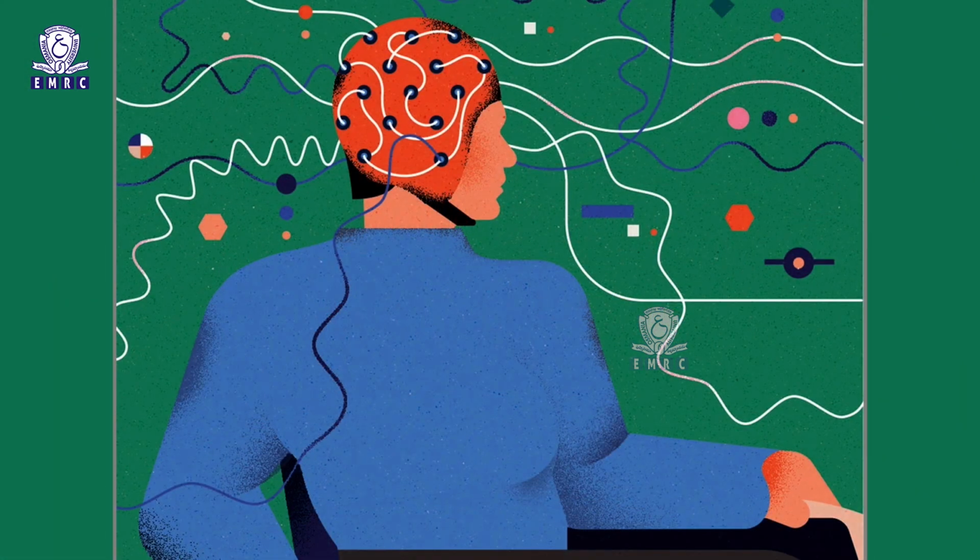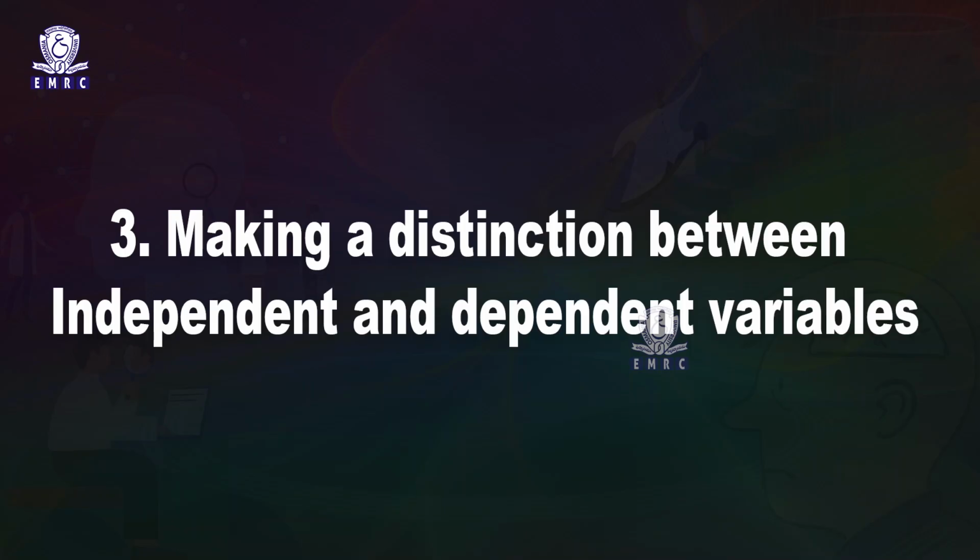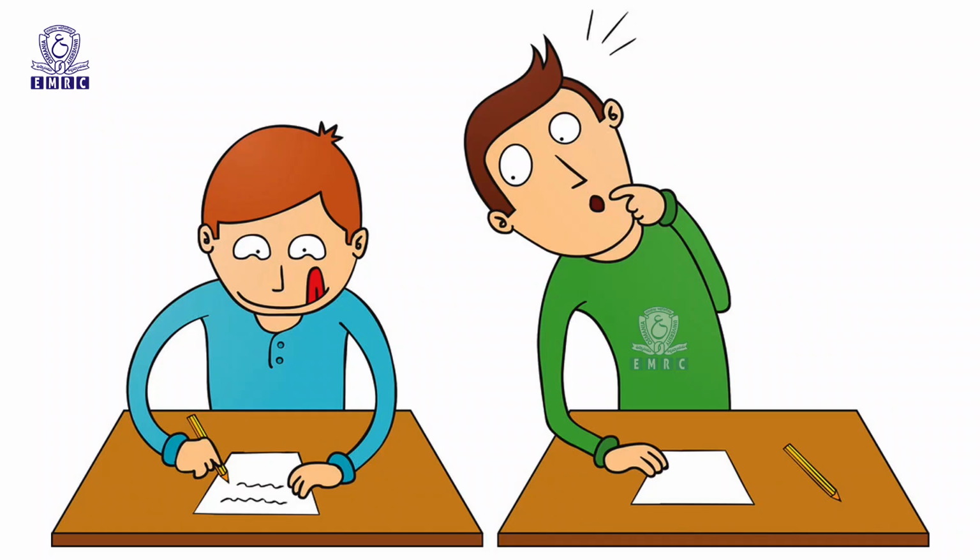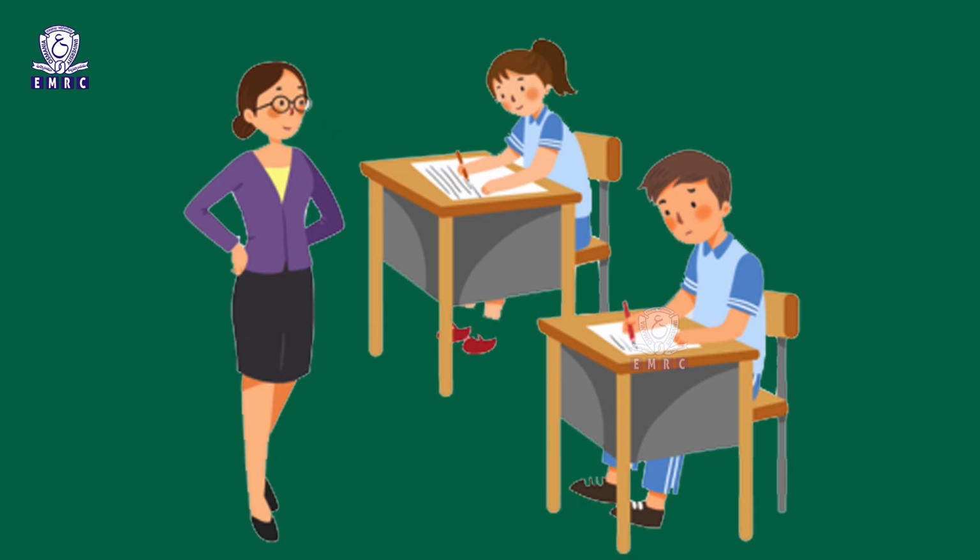This hypothesis now has to be tested by the experiment. The third step is making a distinction between independent and dependent variables. In the example which was just given, the cheating behavior of the students will be the dependent variable, while the nature of the supervision, whether it is strict or relaxed, will be the independent variable. It is because by changing the supervision, the cheating behavior is expected to change.